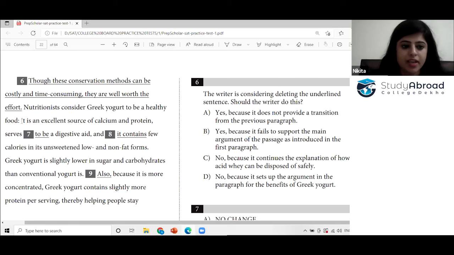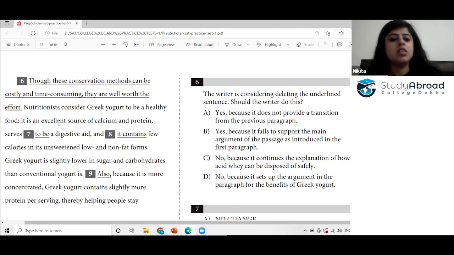See, after the colon, it says it is an excellent source of calcium and protein, comma, serves to be a digestive aid, and it contains. There are 3 parts to this sentence after the colon. It is serving, and there is no usage of it serves, right? We could have written it serves to be, and then with the third part it says it contains, right? So this part is not underlined. That means we have no choice over here. It's written, we have to take it as already given.